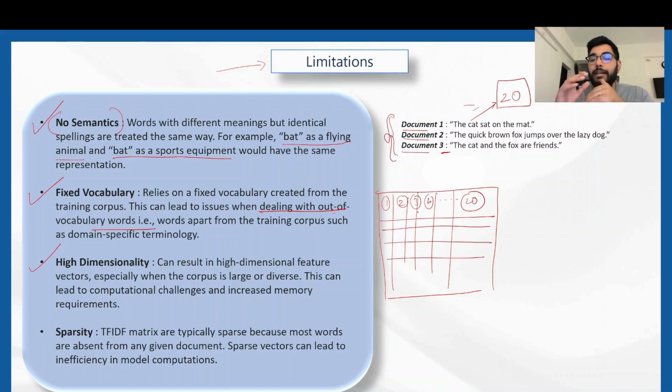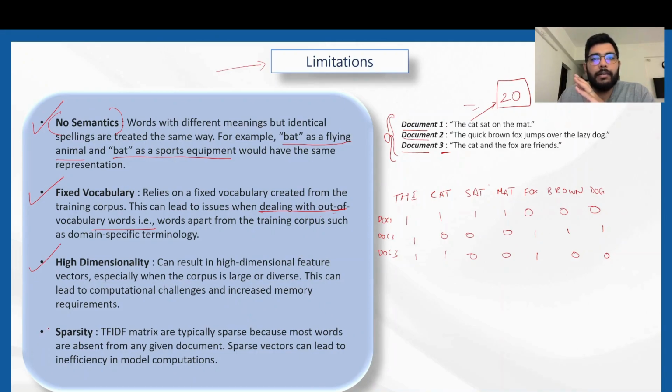But consider an example wherein instead of just 3 documents, we have hundreds or thousands of documents. In a real-life scenario, with 10,000 or 50,000 documents, the number of words in the corpus will increase exponentially. Let's say it increases to 1 lakh. We have 1 lakh columns because we have 1 lakh unique words in the whole corpus. The matrix will become high dimensional, and because of that we'll have challenges with memory storage as well as computational expense. The data being fed to the model will become computationally expensive. This is the third limitation of our TF-IDF model.